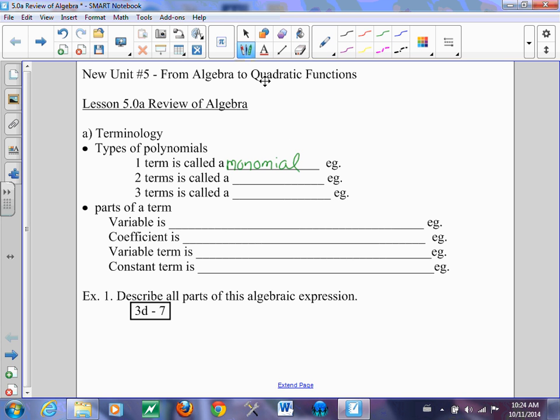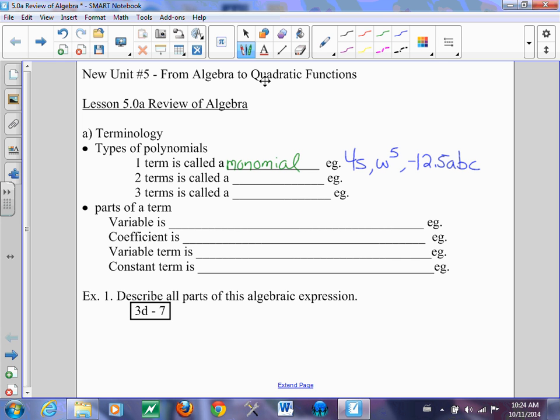An example of a monomial could be 4s, or w to the 5th, or 12.5abc. All examples have just one term, although they may have positives or negatives attached to them. For example, I could put a negative in front, and it's still one term. Now we're going to take a look at two terms.